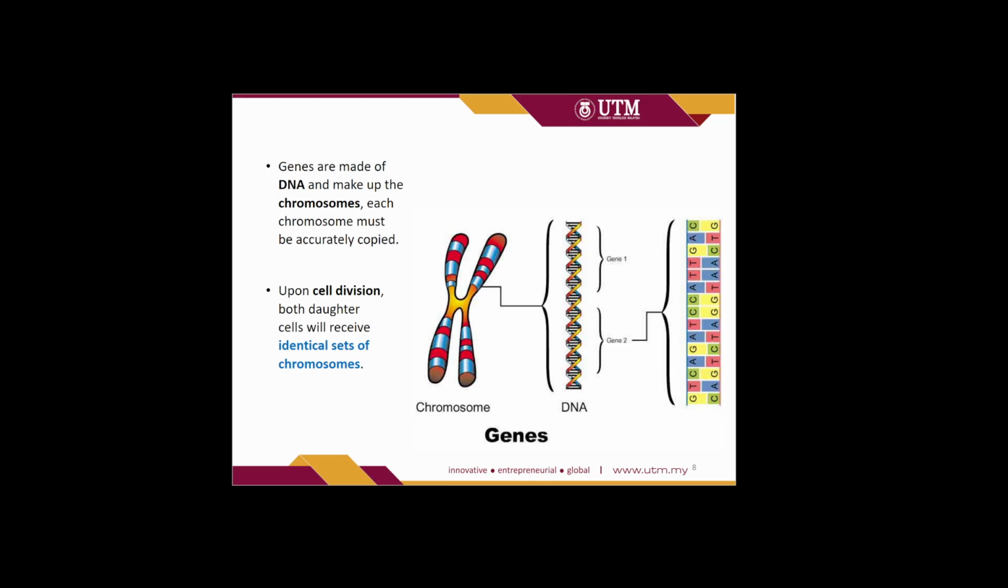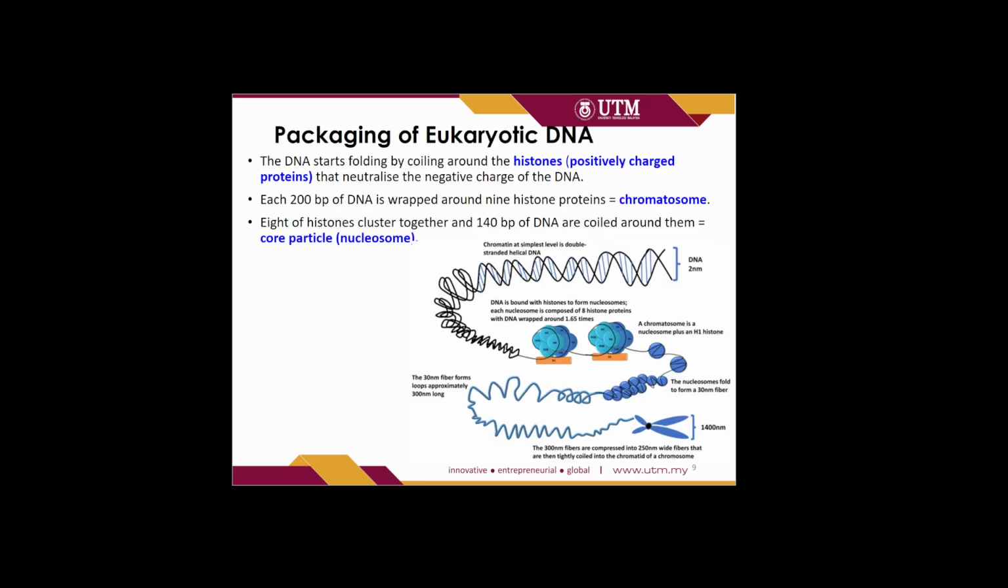Genes are made of DNA and make up the chromosomes. Each chromosome must be accurately copied. Upon cell division, both daughter cells will receive an identical set of chromosomes. Let's now move to how the DNA is packed in eukaryotic cells.